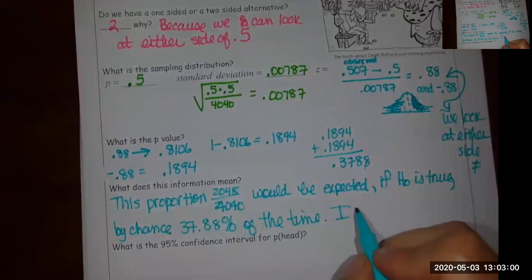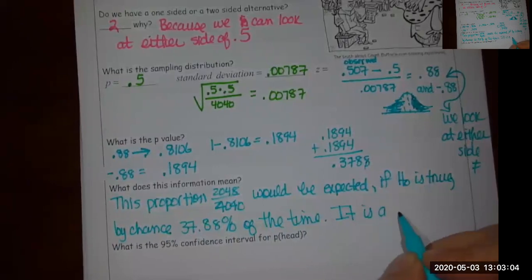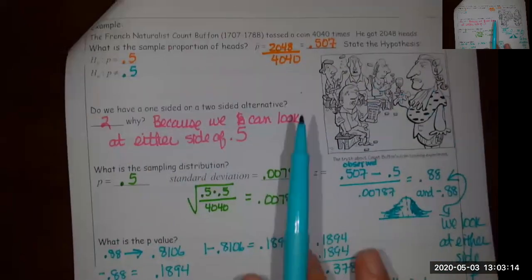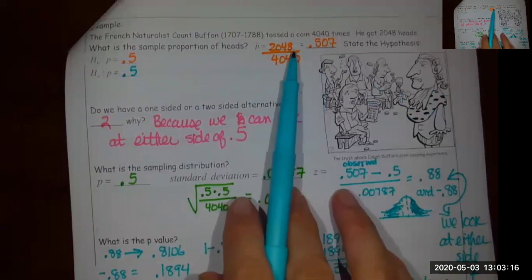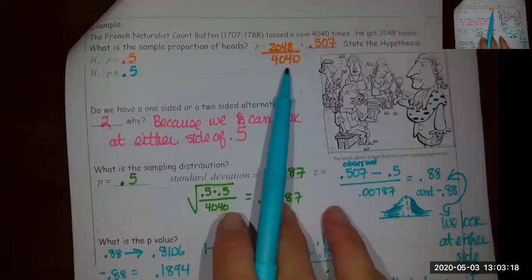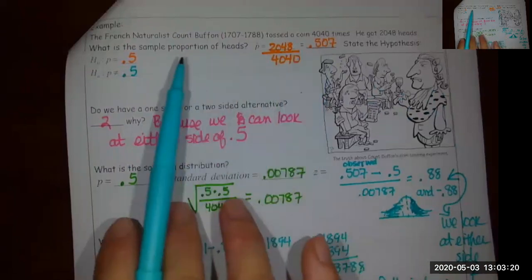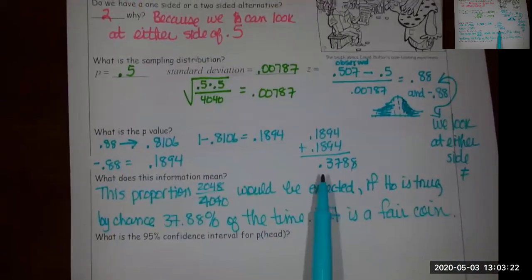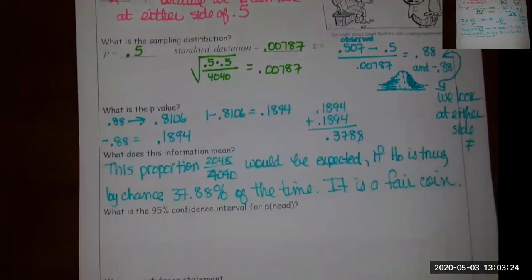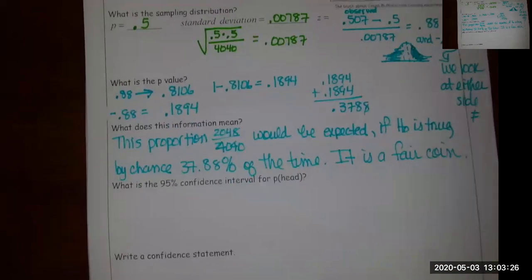A fair coin, that's what it is. It is a fair coin. If a coin was not fair, if I had a trick coin. Okay, does that make sense? This outcome, 2048 out of 4040, 0.507. It's a little bigger than 0.5, but that's going to occur 37.88% of the time by chance.